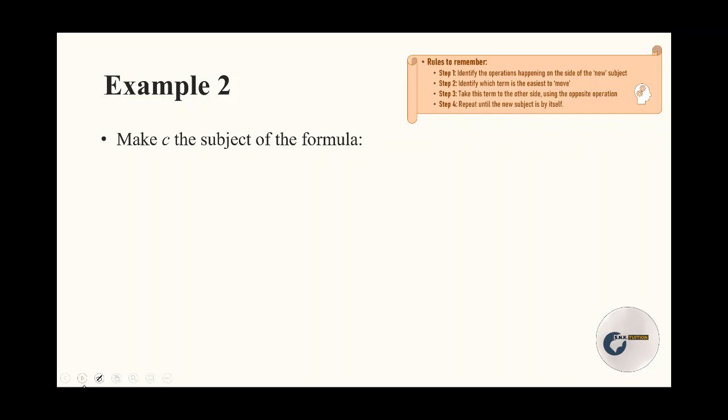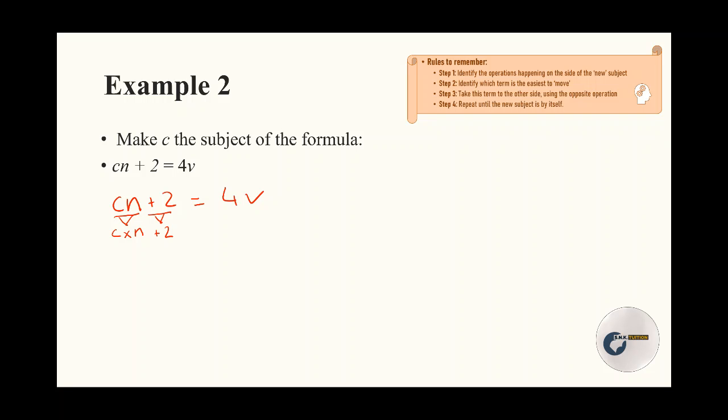Okay, example number 2. Make C the subject of the formula Cn plus 2 equals 4v. Now this one's a little trickier because there are actually two operations going on. So identify the operations happening on the side of the new subject. So we have Cn plus 2 equals 4v. So we're looking here. Immediately we can see that there is plus 2, and we can see here that there is also C multiplied by n. Okay, so we have two things going on.